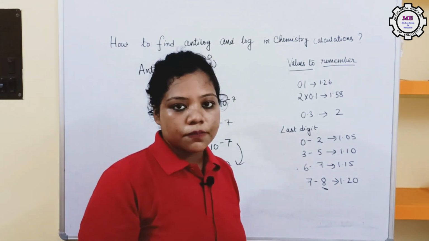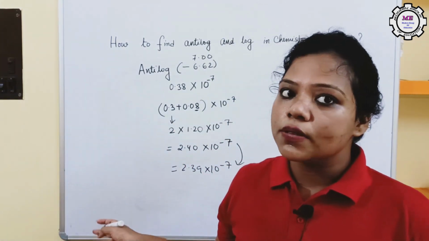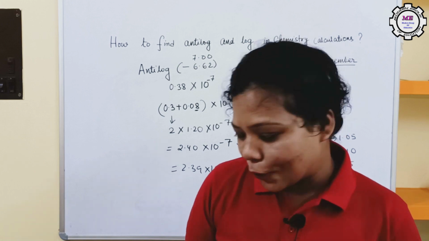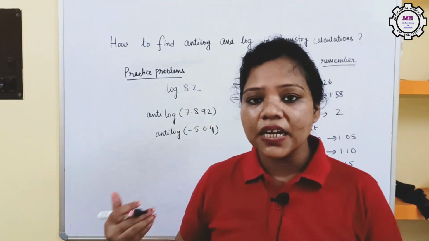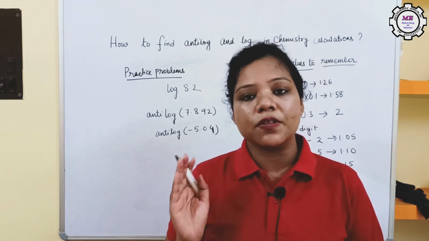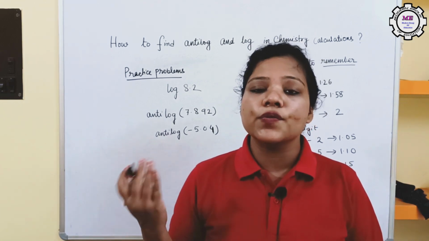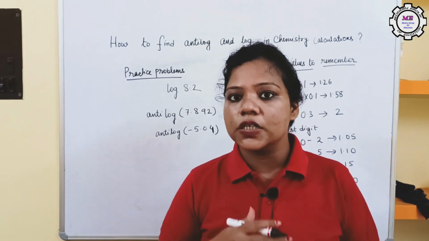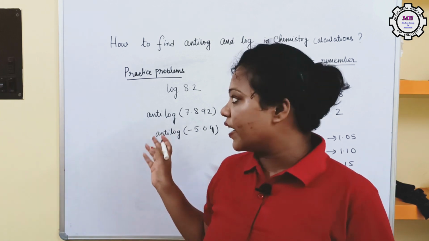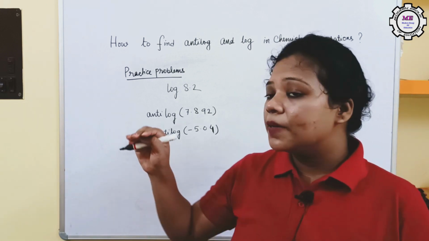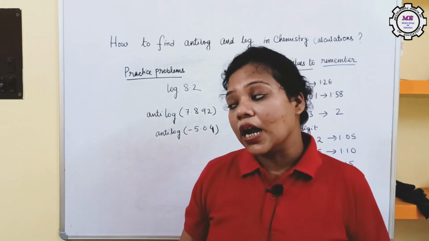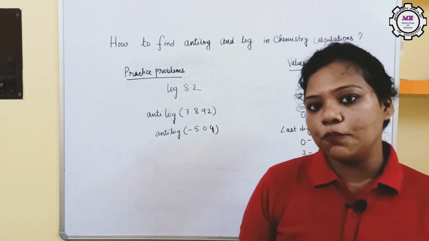For your practice purposes I am giving you some problems, please do them at home. These are the problems that you need to do, and there are many other problems that you will find in chemistry, electrochemistry calculations, in chemical kinetics calculations. In every competitive exam you will find this type of antilog and logarithm problems. Please post the answers in the comments, and if you can't do any of this, please tell me, I will help you with that.